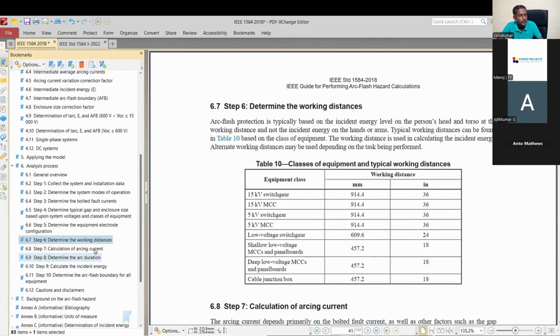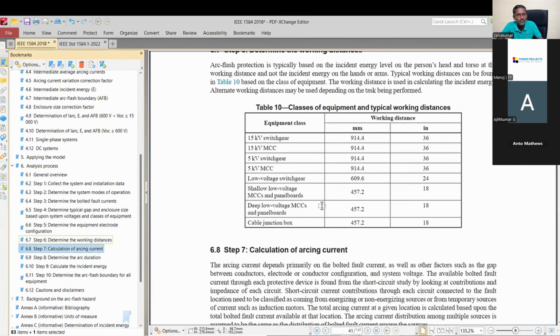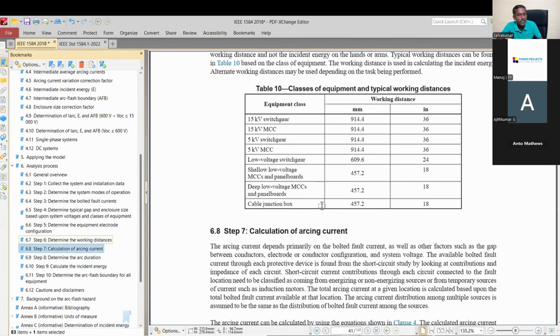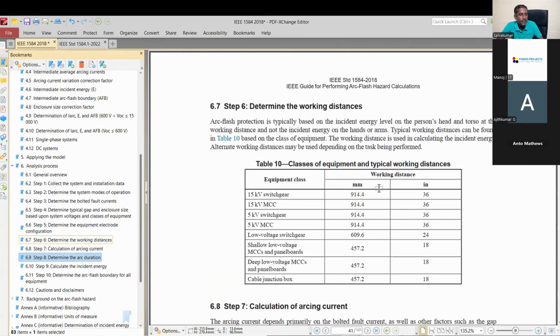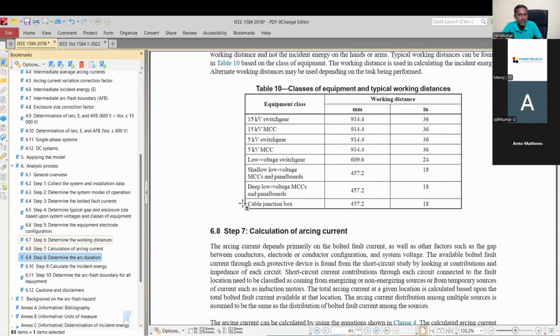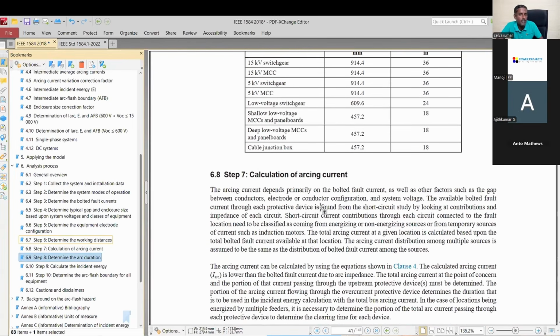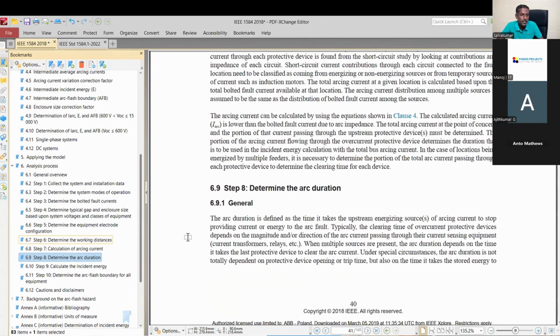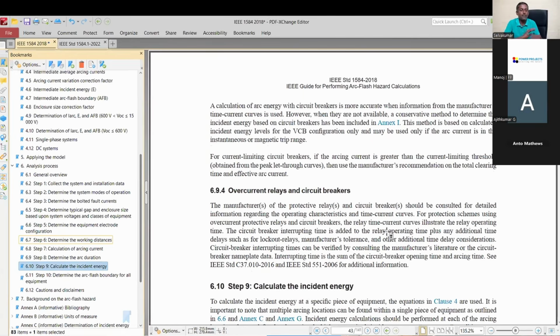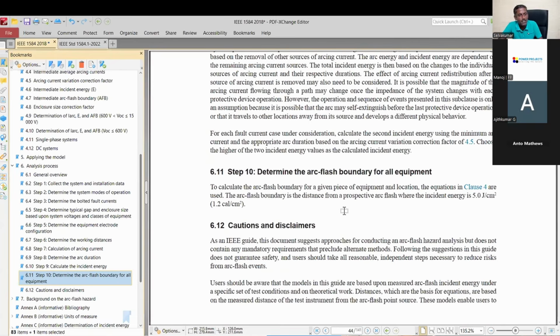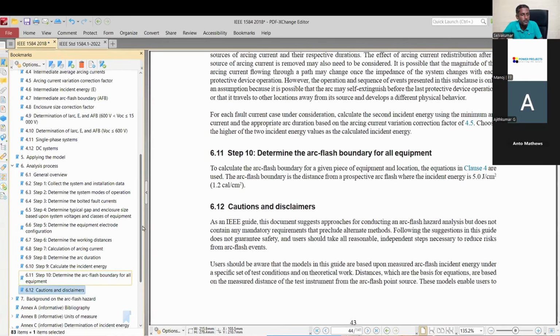That's it. Finding out the arcing current, that's the next step. Determining the arcing duration, that's from the relay coordination. Then calculate the incident energy. Then finally find out the arc flash boundary. And that probably concludes it, along with some of the cautions and disclaimers as part of the standard. So that's what the standard is talking about.